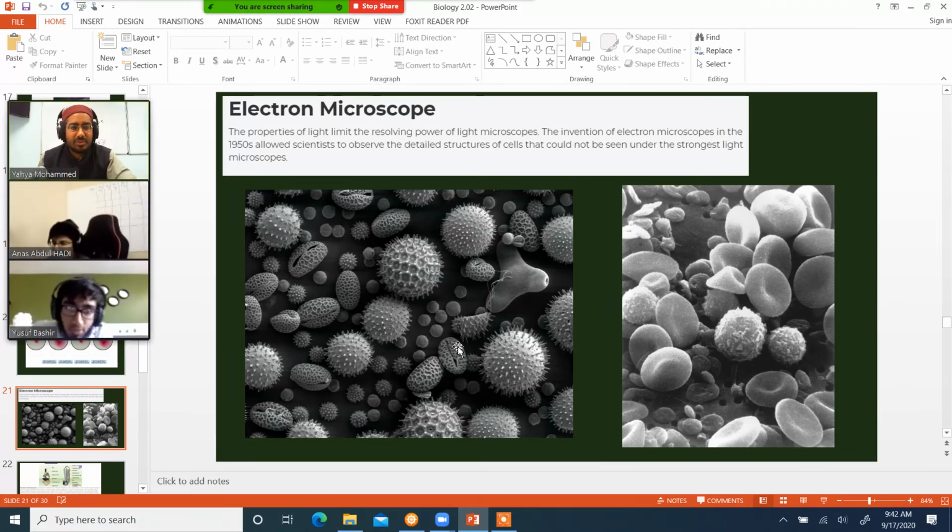What is this on the left? Anyone know what this is? Viruses? Bacteria? Not quite. I think this is pollen. From plants. Look at the amazing geometry that's created here.